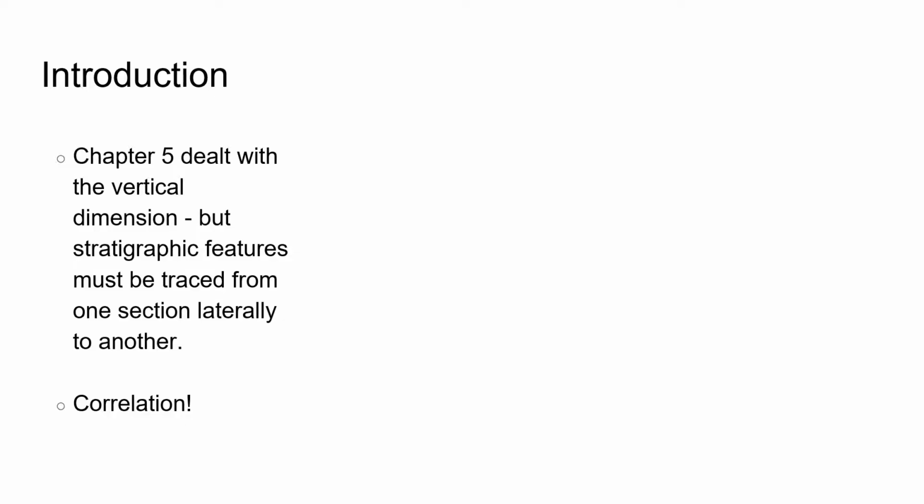Last week for Chapter 5, we looked at the vertical dimension in the Brookfield text, where we looked at how units can vary in grade vertically. This week, we're going to be touching back on some of that because you can't really completely separate these two concepts, but we're going to be focusing more on how units change in the horizontal direction, and this means they have to be traced from some distance from one to the other, and this is where correlation comes in.